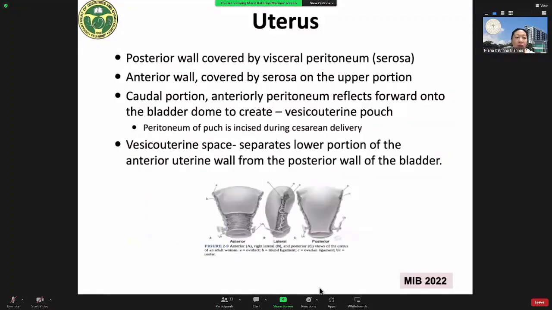The walls of the uterus are covered by the visceral peritoneum, or what we call the serosa, whereas the anterior wall is covered by the serosa on the upper portion. Along the caudal portion, the anterior peritoneum reflects forward onto the bladder dome to create the vesicouterine pouch. This vesicouterine pouch should be identified, and this is where we do our incision during a cesarean section.